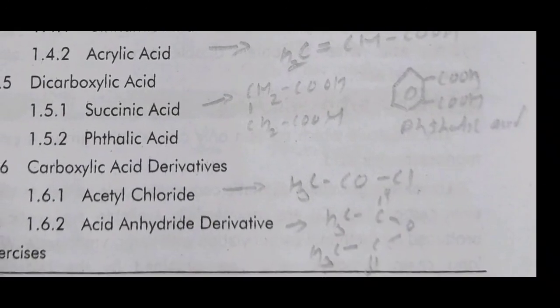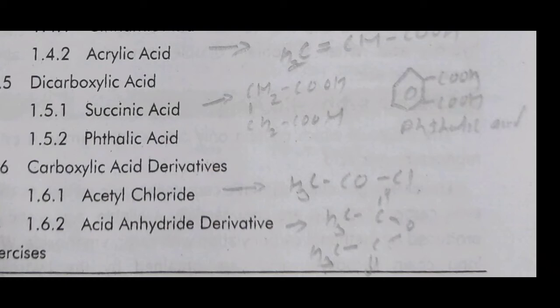The last point in this topic is the carboxylic acid derivatives. There are two carboxylic acid derivatives in your syllabus: acetyl chloride and the acid anhydride. Acetyl chloride comes from acetic acid, CH3COOH. In CH3COOH, the OH group is replaced by Cl, forming CH3COCl. Here CH3CO is the acetyl group, and since the OH is replaced by Cl, the name of this compound is acetyl chloride.